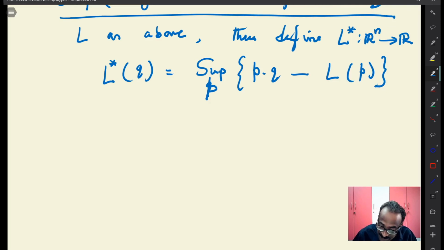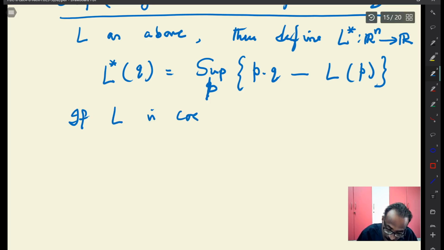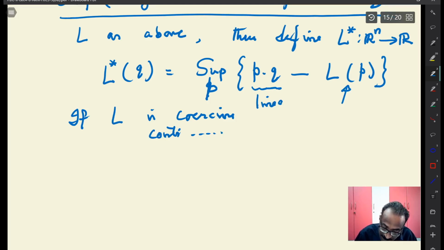This is what you want to understand, the supremum. So if L satisfies the conditions, if L is coercive and continuous and all those properties, convexity, etc., you have this property of L, which is a bigger growth, and this is a linear growth. Once Q is fixed, for P this is a linear growth. So basically this term goes to minus infinity, and the supremum exists as a finite quantity. With these assumptions, I can leave it as an exercise for you.